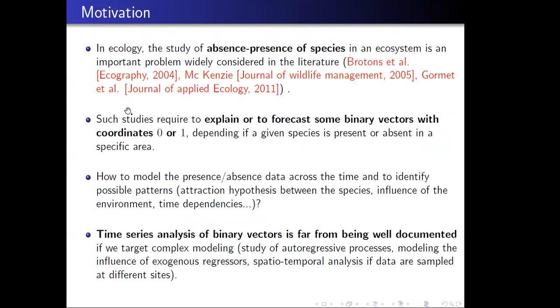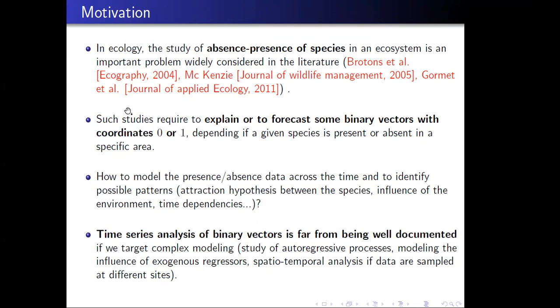So what is the general motivation for this categorical data analysis? First, in the field of ecology, there are many works devoted to the study of absence-presence of species in an ecosystem, and it is widely considered in the literature. The goal of this kind of study is to explain or to forecast some binary vectors with coordinates that are equal to either 0 if there is no species at a given time, or 1 if the species is present in the ecosystem. Typically, we look at a multivariate framework.